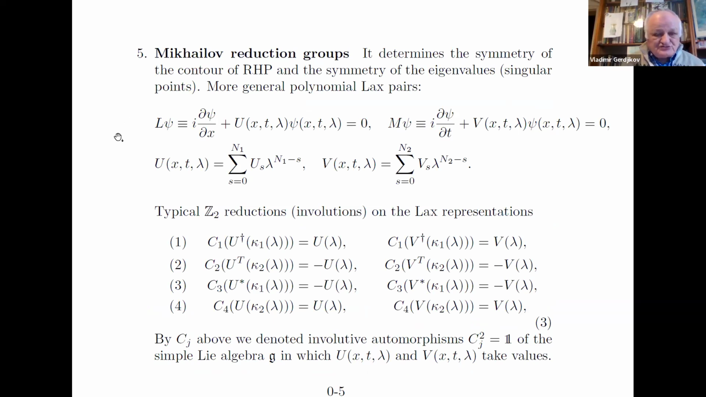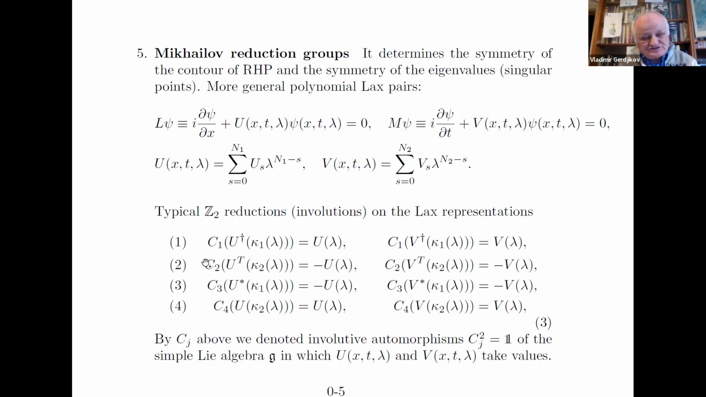Such a more general situation may appear if we consider a situation when both operators depend polynomially on lambda with different highest powers of lambda, like that. And I will start with the typical involutions of the Lax representation, which in Mikhailov form are written like that.